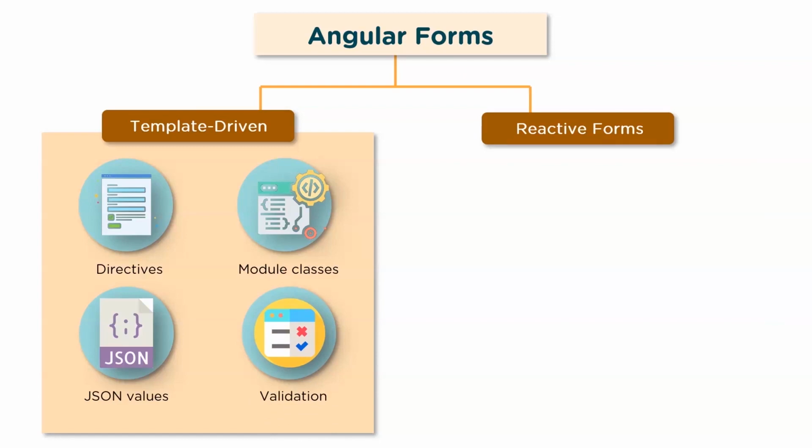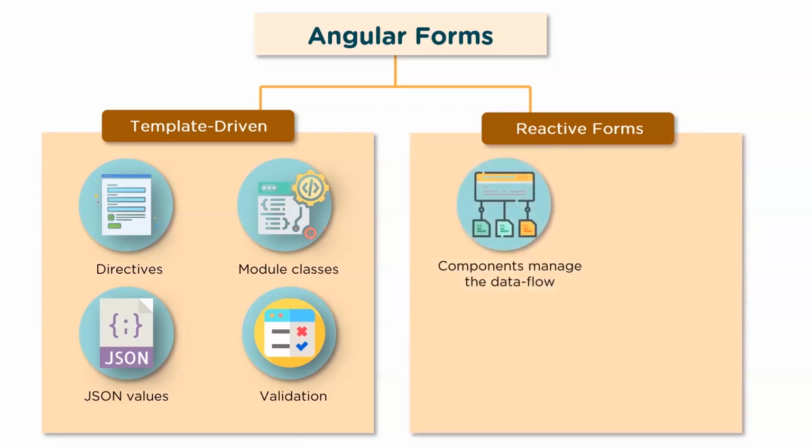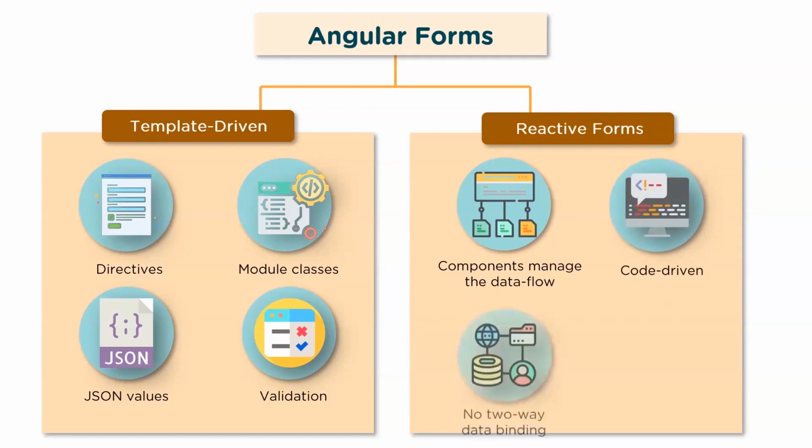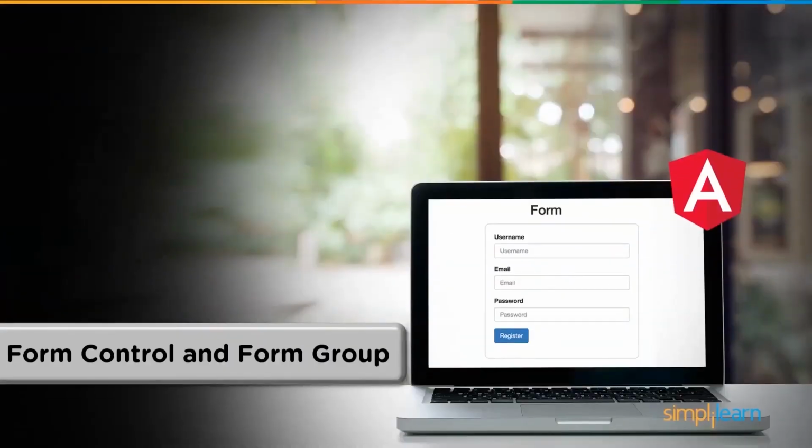Now this approach is the programming paradigm revolving around data flows and propagation of change. Now with reactive forms, the component directly manages the data flows between the form controls and the data models. Now reactive forms are code-driven unlike template-driven approach. Reactive forms eliminate the anti-pattern of updating the data model via two-way data binding. So it does not use two-way data binding. And typically, a reactive form control creation is synchronous and can be unit tested with synchronous programming techniques. So now, let's go ahead and look at form control and form group.